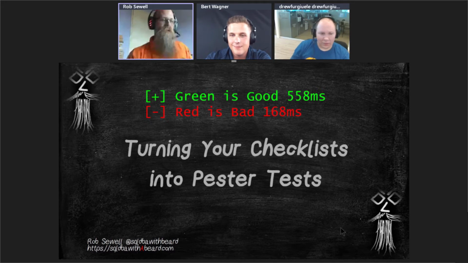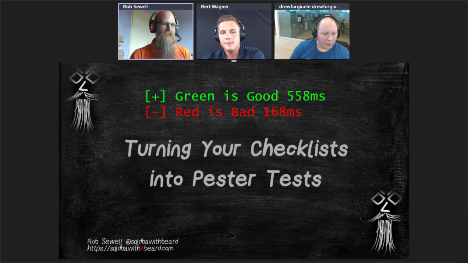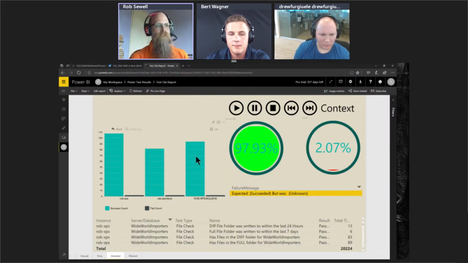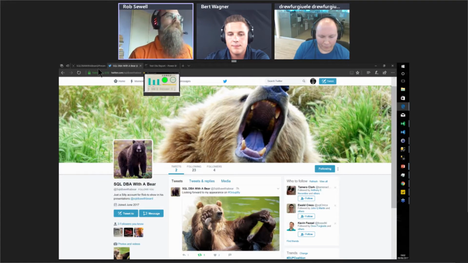My name's Rob, and as you can see, you can find me on Twitter as SQL DBA with beard, but my website is sqldbawithabeard.com, and there's a very good reason for that. When I first changed my Twitter handle, Twitter only has a 15-character limit. So I became SQL DBA with a bear. I nearly kept it, and I thought, no. So SQL DBA with beard on Twitter.